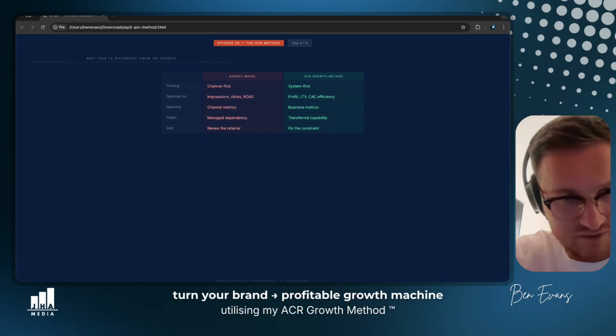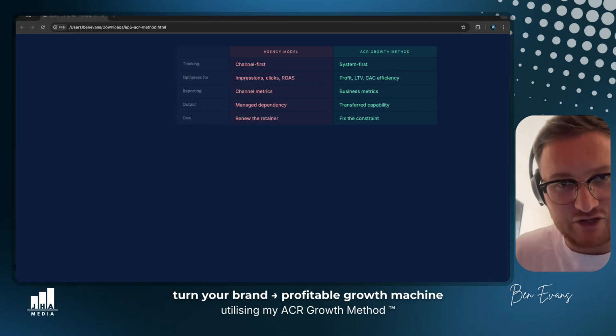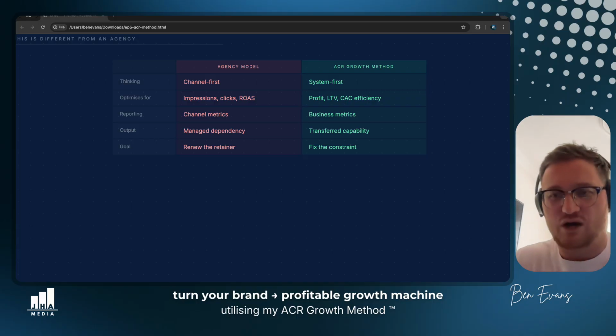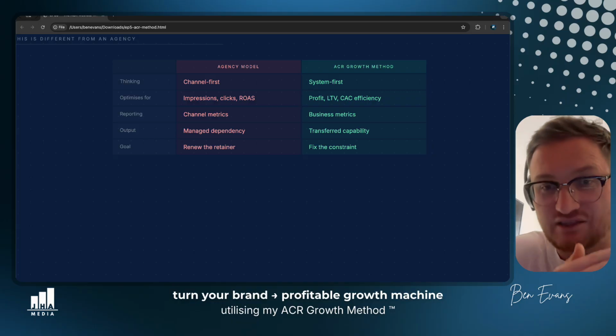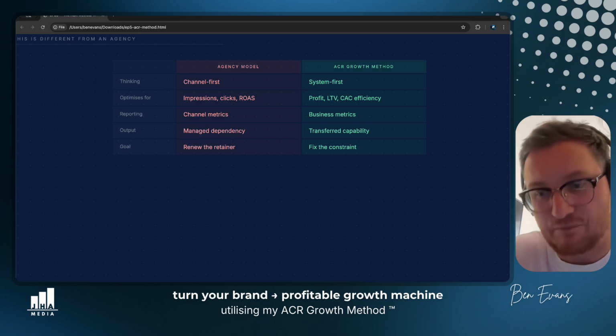From a reporting perspective, which is equally as important, they'll typically send you a set of channel metrics. Those channel metrics will show ROAS. They'll show new customers acquired. They'll show returning customers acquired. What they will not give you is insight into your true business metrics, which you need to be able to scale your business profitably. And the output, this will be a managed dependency.